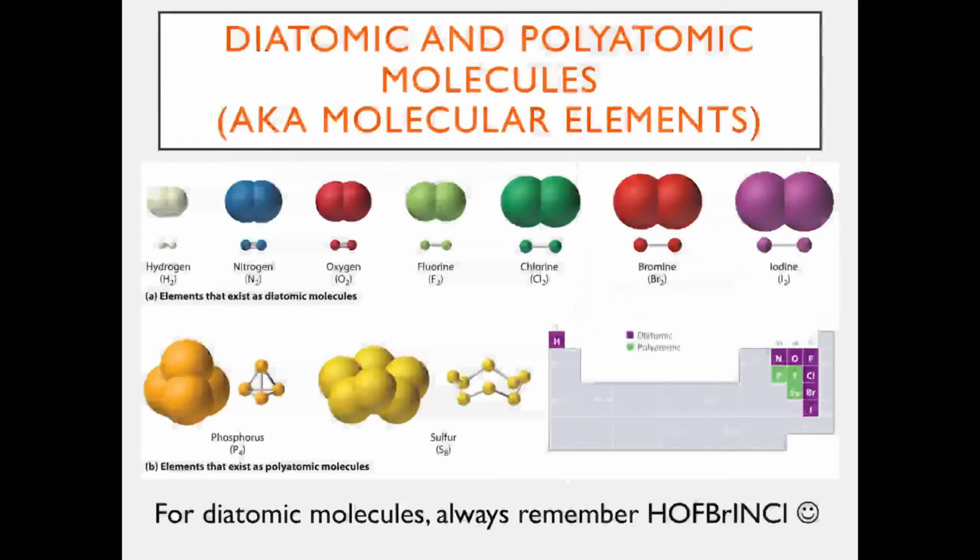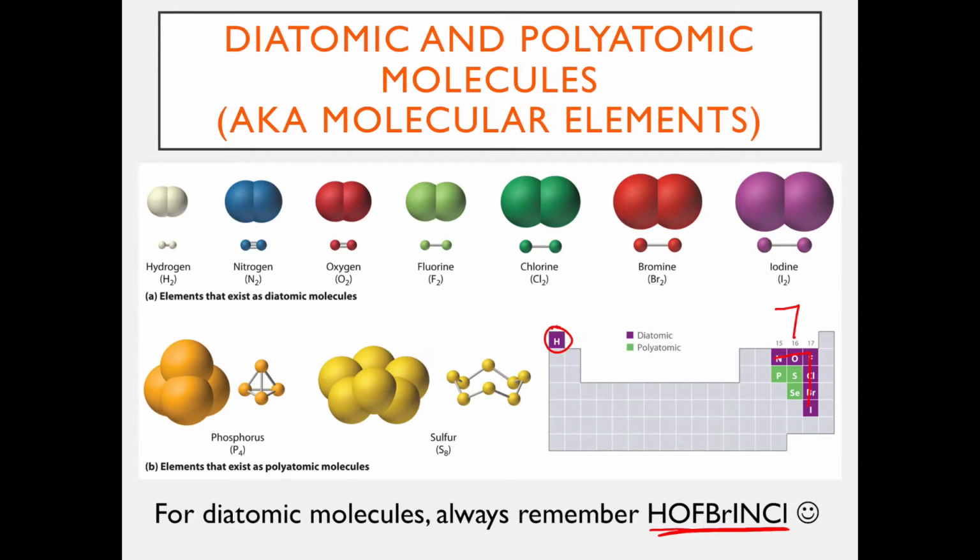So we have 7 elements on the periodic table that exist in nature as diatomic elements. The way that we are going to remember these is a silly little thing: Hofbrinkel. So it's hydrogen, oxygen, fluorine, bromine, iodine, nitrogen, chlorine. There are other ways to remember it. Some people remember it as Brinkelhoff. Some people remember it as the 7 plus hydrogen. No, I guess not a backwards 7, it's a forward 7.